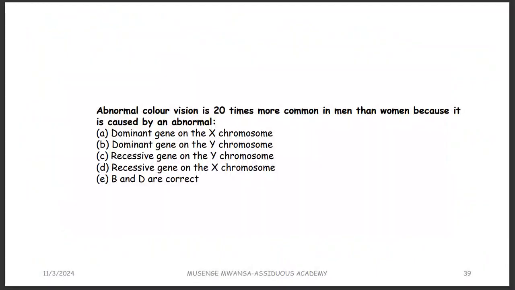We can start with this one. These are the questions that I saw from the papers. Abnormal color vision is 20 times more common in men than women because it is caused by: A, dominant gene on the X chromosome; B, dominant gene on the Y chromosome; C, recessive gene on the Y chromosome; D, recessive gene on the X chromosome; E, B and D are correct.